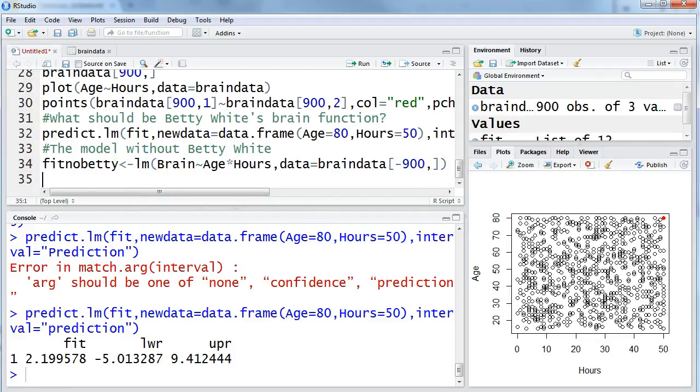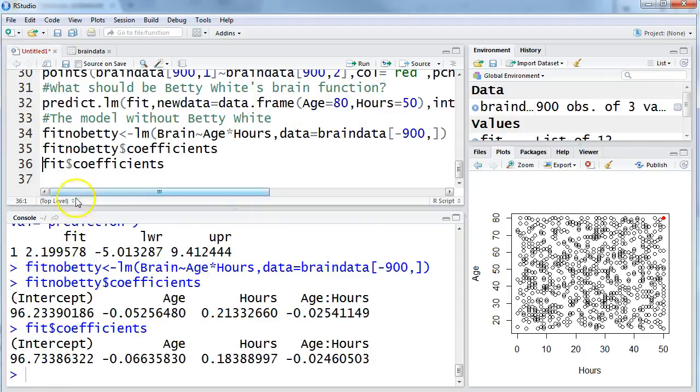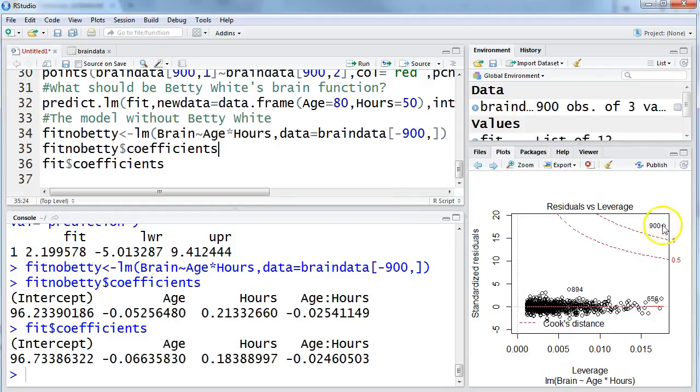And how do my summary statistics look? Well, it's too hard to see all the output. So let me just grab the coefficients out of the regression box without Betty and the regression box with Betty. And you can see our intercept went from 96.23 without Betty to 96.73 with. This 0.05 turned into a 0.06. 0.21 became a 0.18. So yeah, there's a difference. That's why this leverage plot put Betty clear out there, because with or without her, we do get a little bit of different numbers.